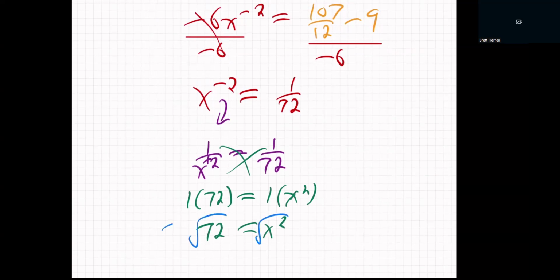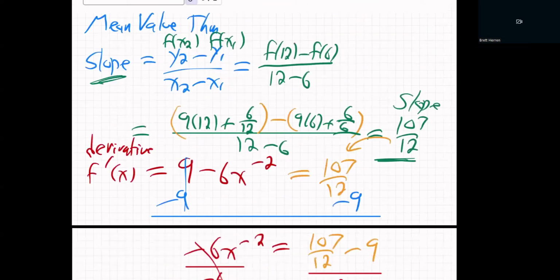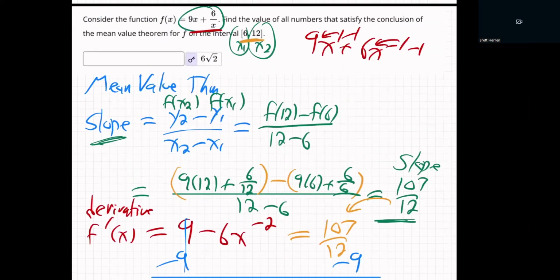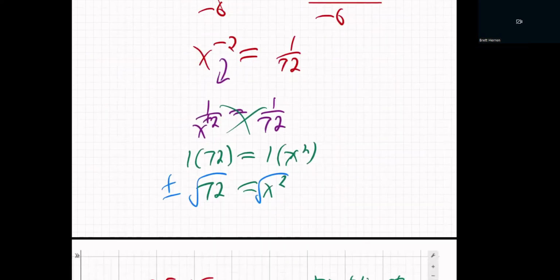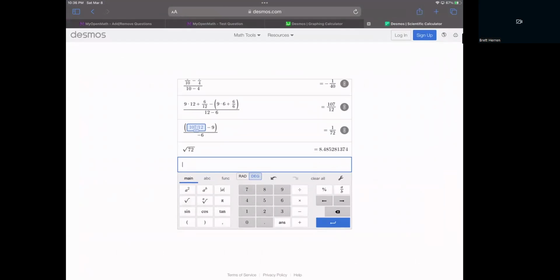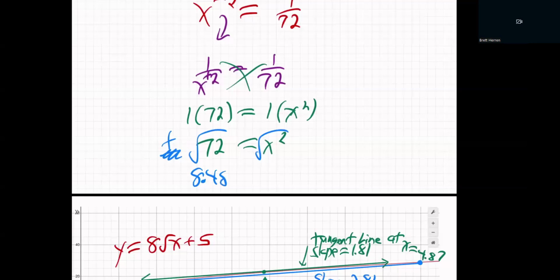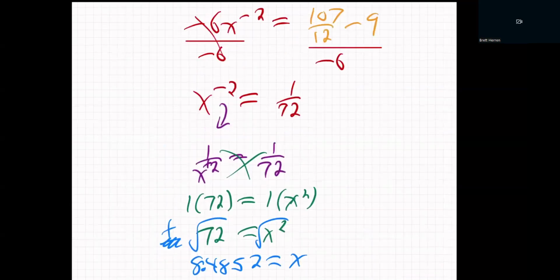Root it. You don't need to do the plus or minus. Why not? Normally you do, right? But we're looking for an answer between 6 and 12, so we don't need the negative. So positive root 72. You could hit the buttons on your calculator and find out what that is. See how it's between 6 and 12? It's 8.4852. See how it does come out to be a number between 6 and 12.